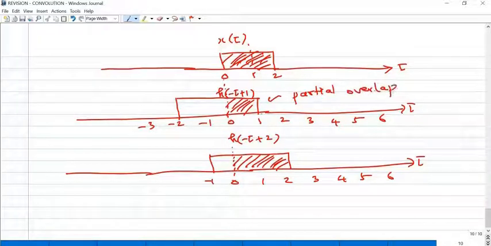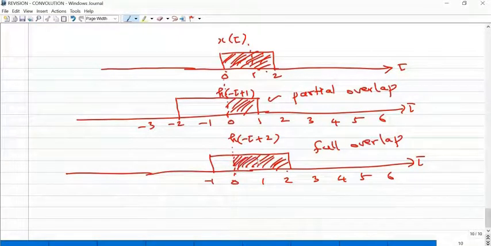Partial overlap: the portion of the signal h of t minus tau overlapped with your x of tau. Now in this case, 0 to 2, here also 0 to 2, x of tau is entirely overlapped with the h of t minus tau diagram. Or in some cases, the h of t minus tau diagram will get entirely overlapped with x of tau. This is called full overlap: any one signal completely overlapped with another signal. So in this case, how to substitute the integration limit? Those are the questions.